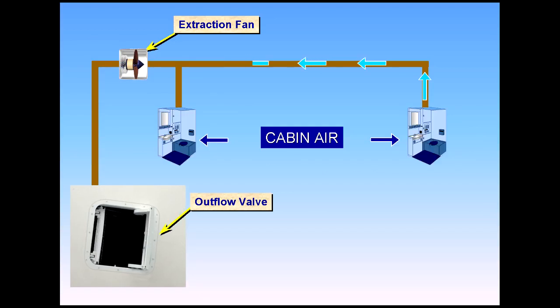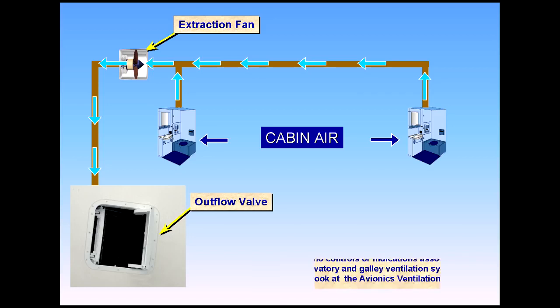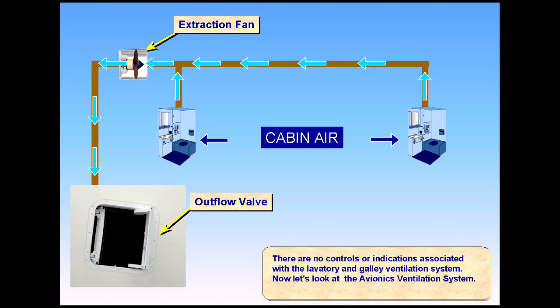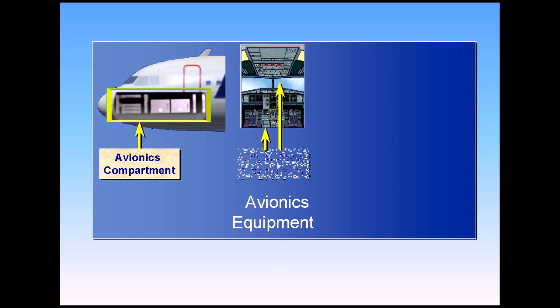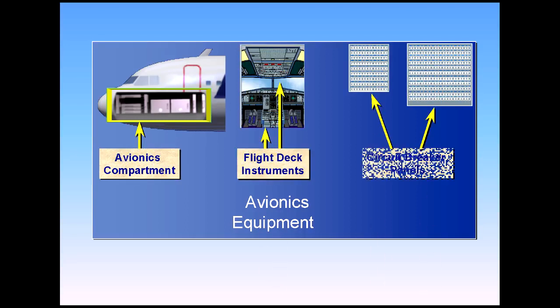There are no controls or indications associated with the lavatory and galley ventilation systems. Now let's look at the avionics ventilation system. The avionics ventilation system provides cooling air for the avionics equipment. This equipment includes the avionics compartment, the flight deck instruments, and the circuit breaker panels. Let's now look at how the system works.